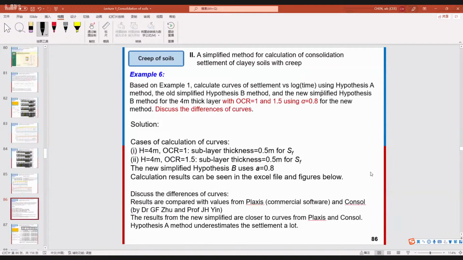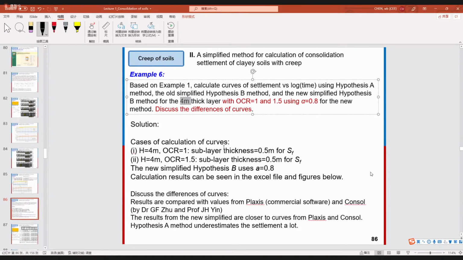Okay, we go back to the PowerPoint. Based on example 1, calculate the curves of the settlement versus log time using hypothesis A method first, the old one, B method, and the new simplified B method, for the 4 meter thick layer with OCI equal to 1 and 1.5, using alpha equal to 0.8 for the new method. Discuss the difference of curves.